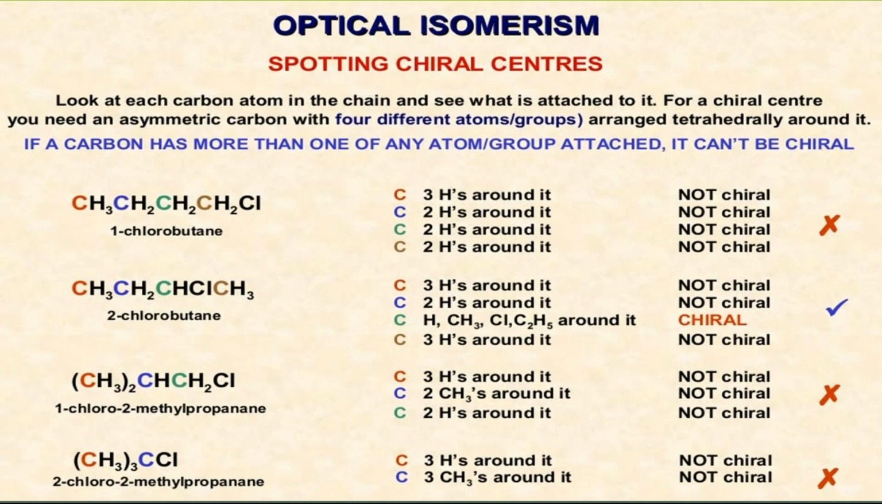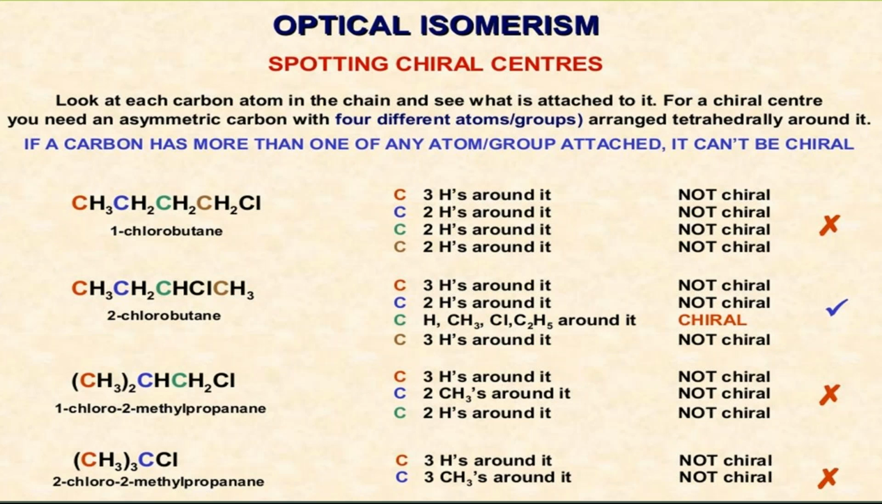So how will you identify the chiral centers? Some examples I have discussed here. Look at each carbon atom in the chain and see what is attached to it. For a chiral center, you need an asymmetric carbon with 4 different atoms or groups arranged tetrahedrally around it. If a carbon has more than one of any atom or group attached, it can't be chiral. So it should have 4 different atoms or groups. Then only you can say it's a chiral carbon.